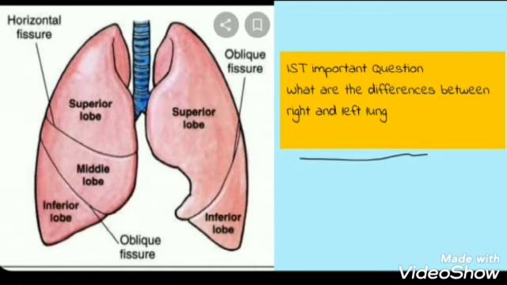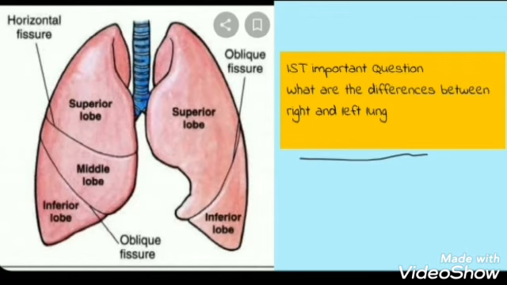From the shape of the lung, you can also remember that the right bronchus is shorter and wider, just like the lung itself, whereas the bronchus of the left lung is narrower and longer, just like the lung itself.